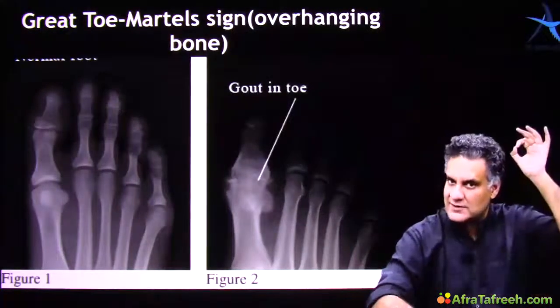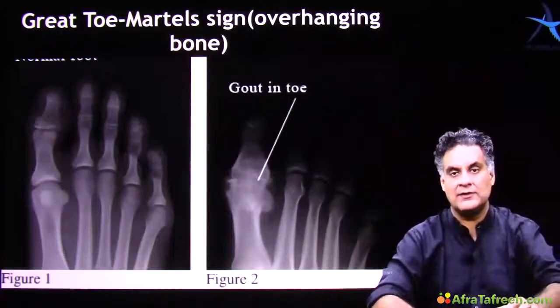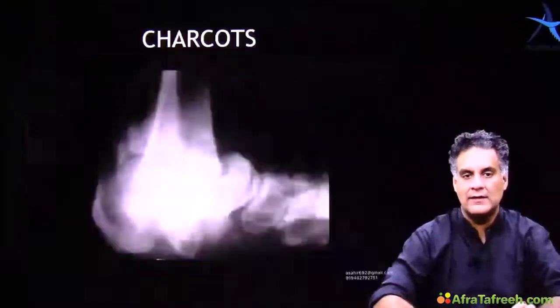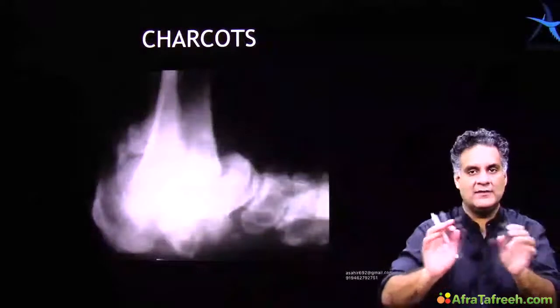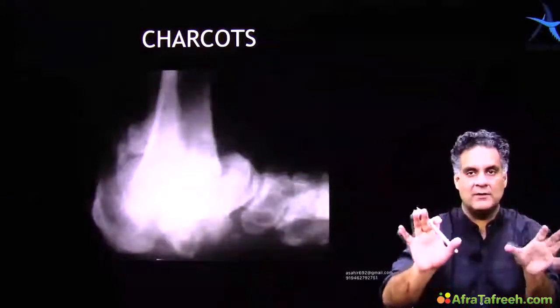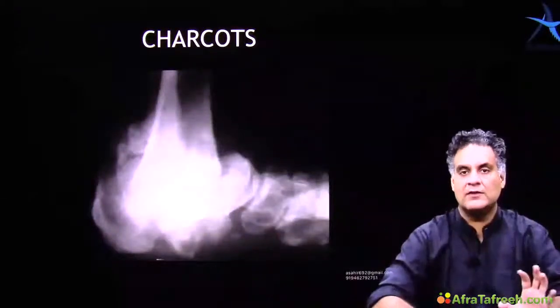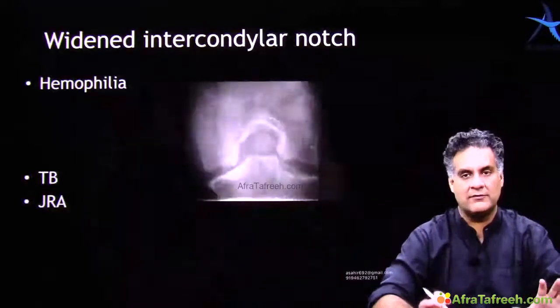Because this is the area which is under maximum stress of the body, the great toe, that's why it's involved in gout. And then, if the joints are totally destroyed, but there is no pain to the patient, that's Charcot's, called neuropathic joint. There is loss of proprioceptive fibers.